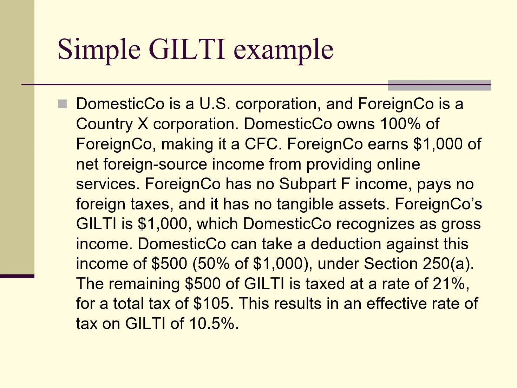Foreign Co.'s GILTI is assumed to be $1,000, which Domestic Co. recognizes as gross income. Domestic Co. can take a deduction against this income of $500, 50% of $1,000, under Section 250A. The remaining $500 of GILTI is taxed at a rate of 21%, for a total tax of $105. This results in an effective tax rate on GILTI of 10.5%.